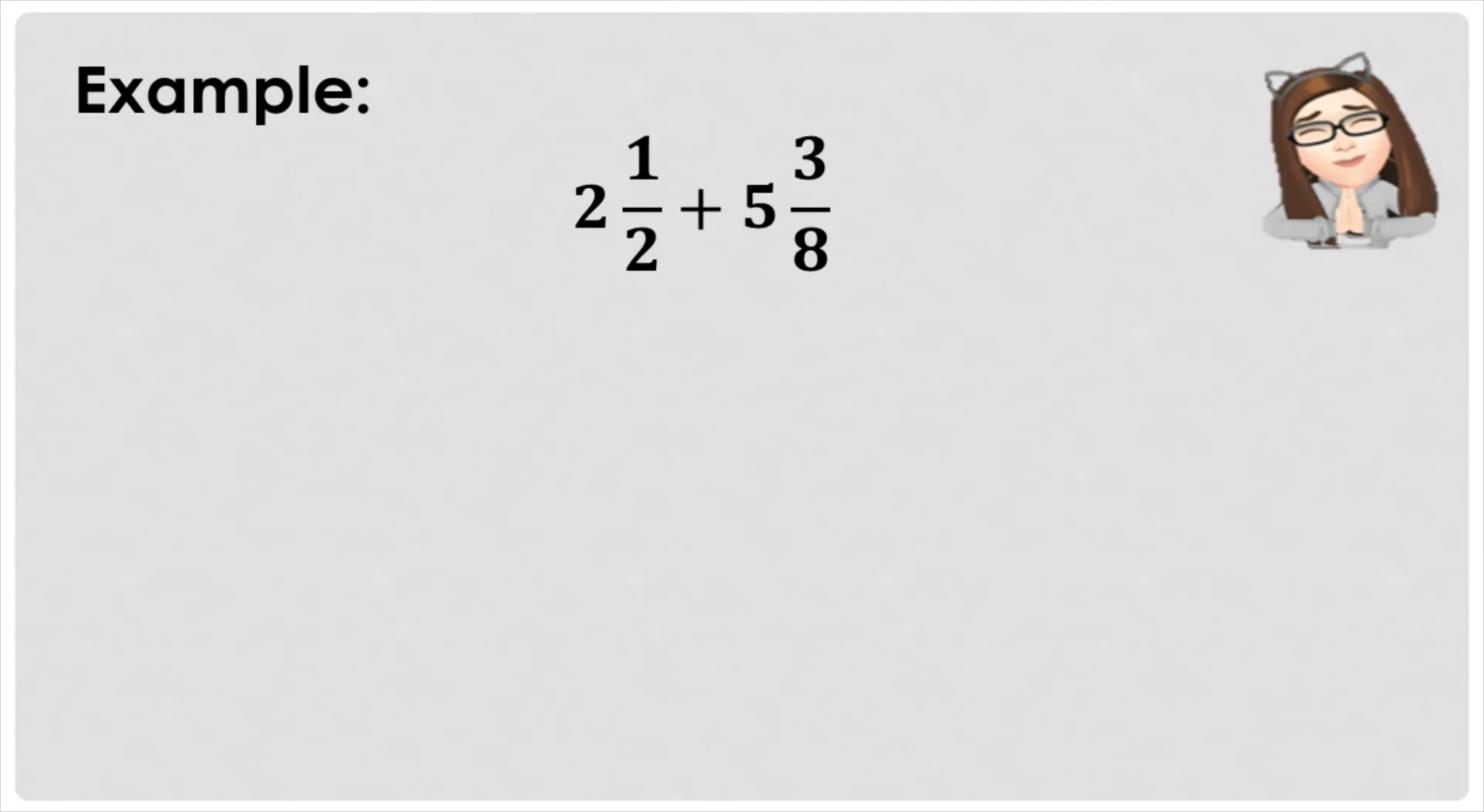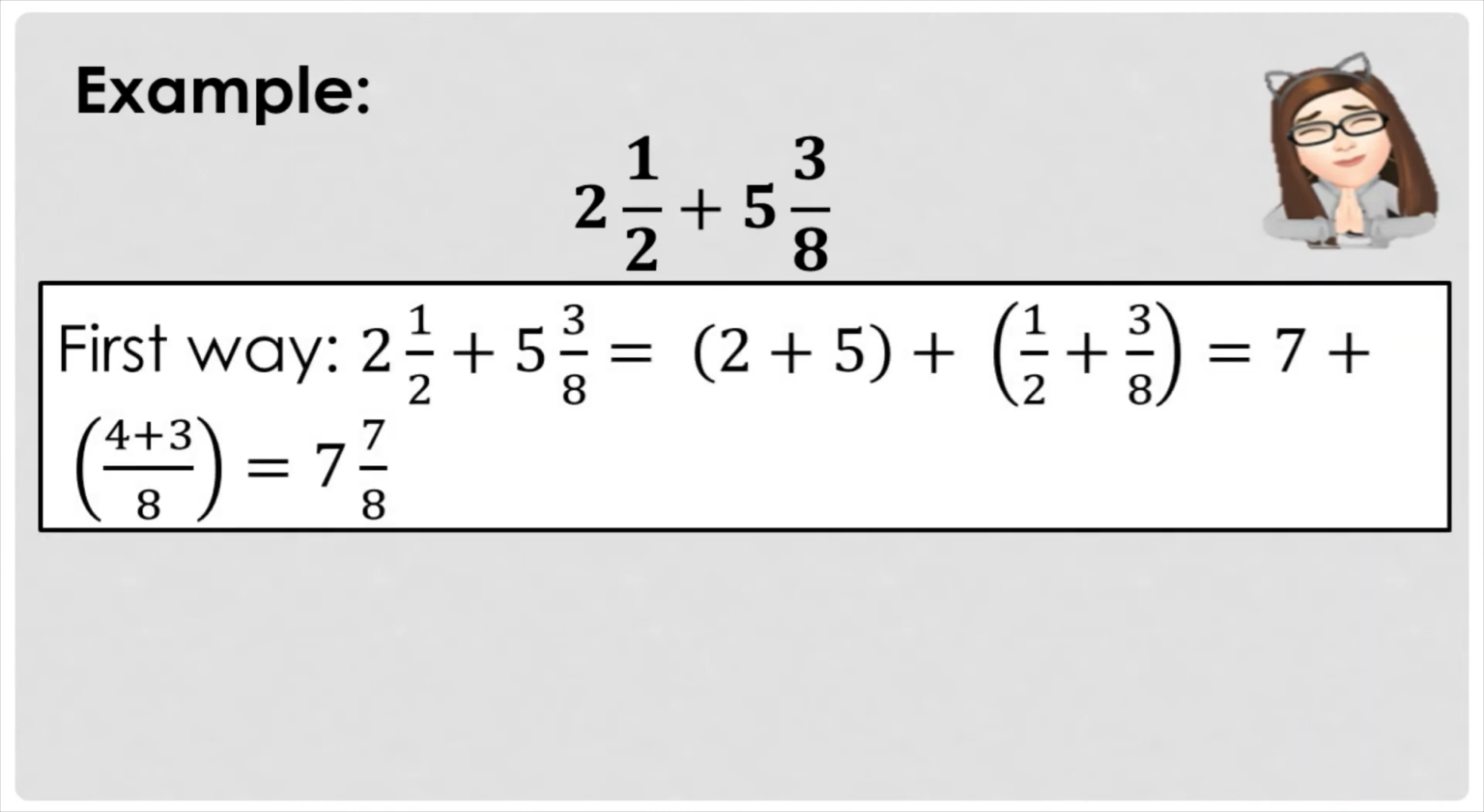For example, the first way is this: 2 and 1/2 plus 5 and 3 over 8. First, let us separate the whole numbers from the fractional parts. So we have 2 and 5 as the whole numbers of the given example.